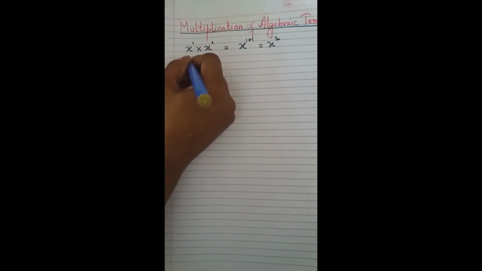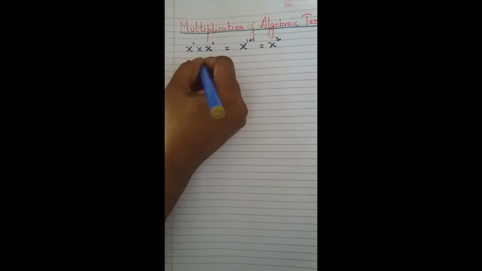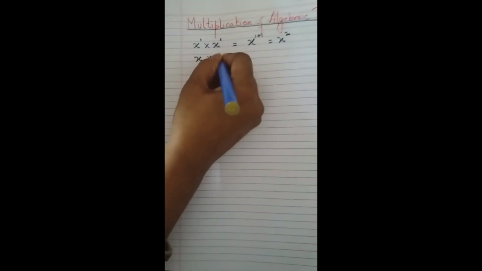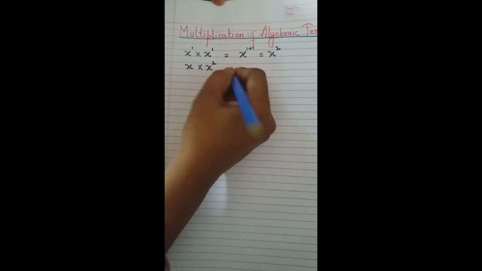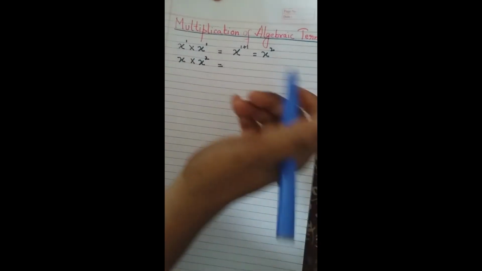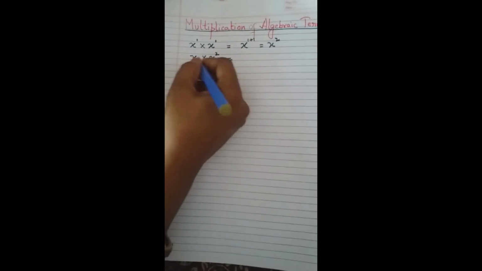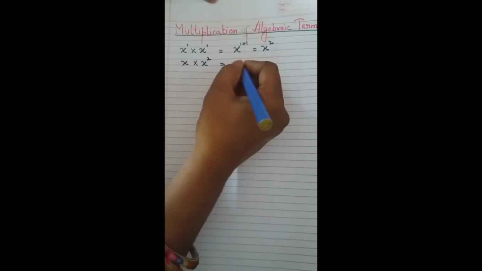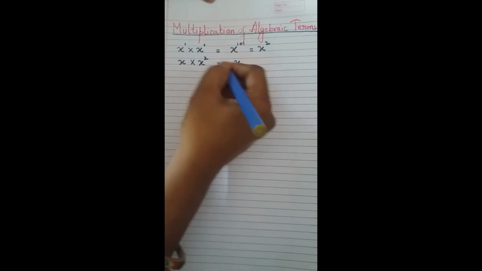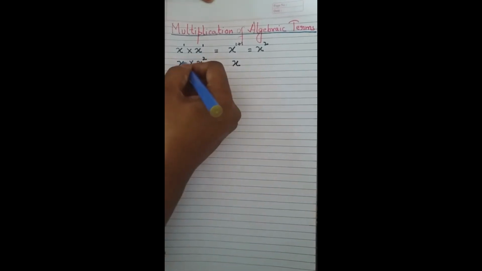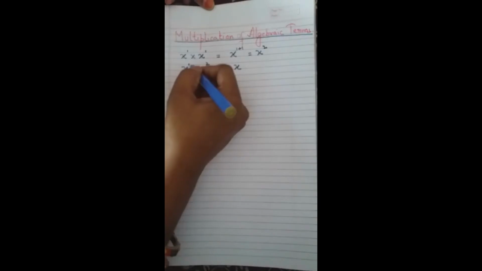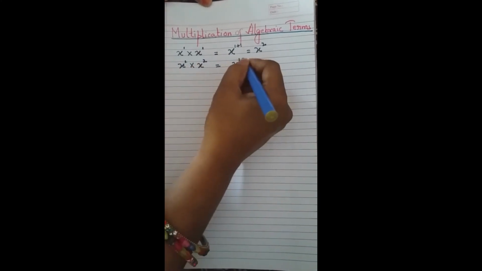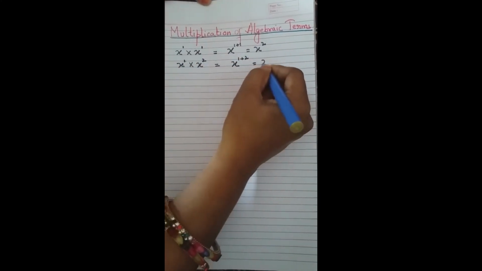Now if I multiply x into x square, the same principle will be applied. That is, if the variables are the same, it will be written once and the powers will be added. Now this x does not have any power here, so it is assumed to be 1. So 1 plus 2 is equal to 3.